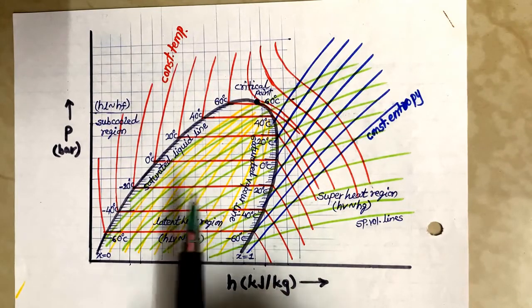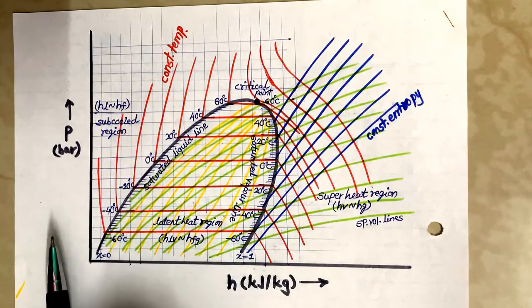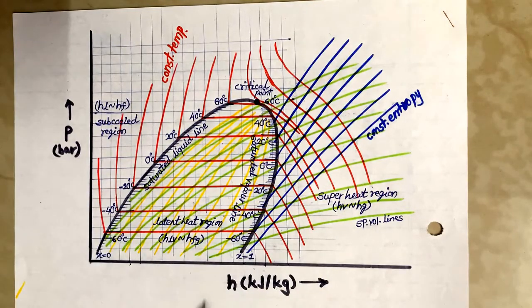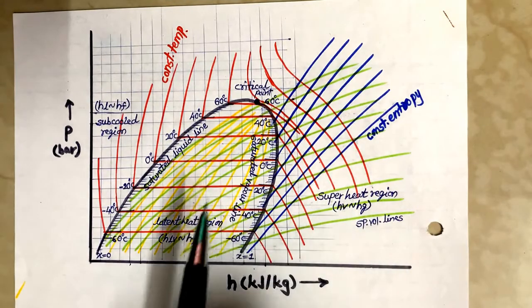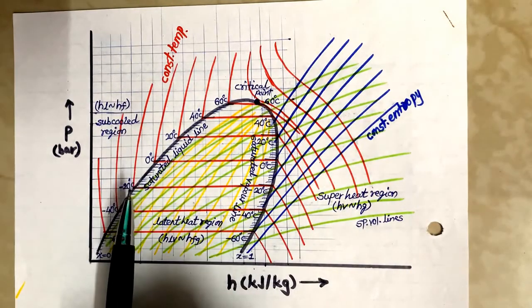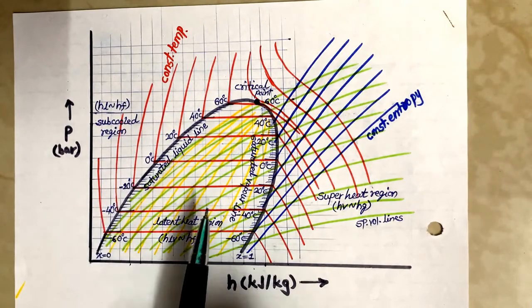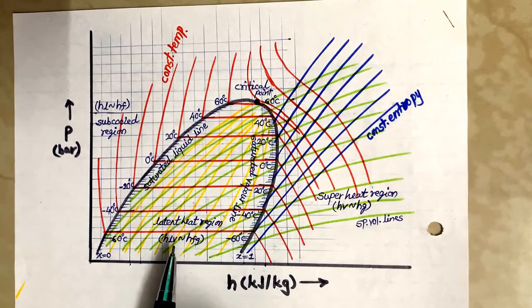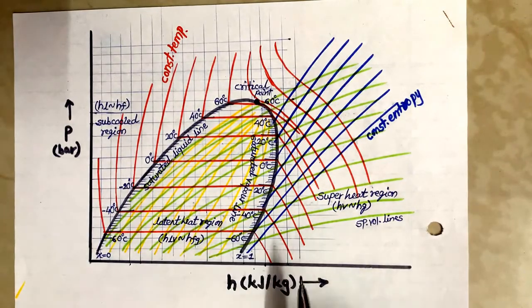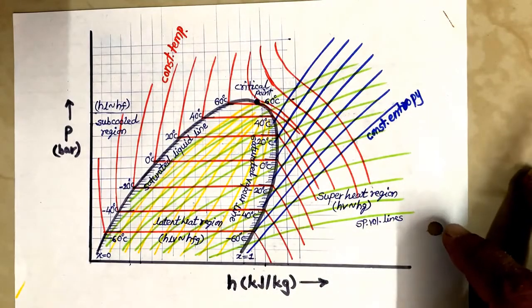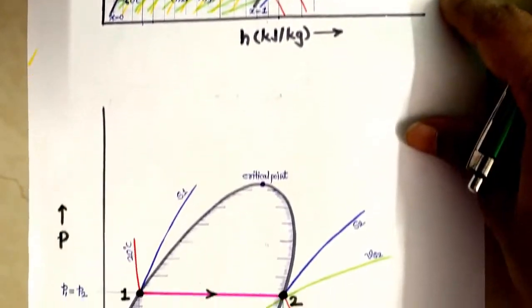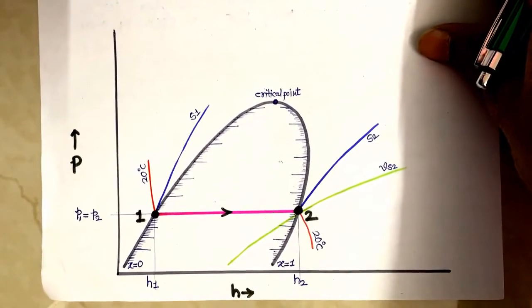As far as properties are concerned, one should know the pressure, the enthalpy, the entropy, the specific volume, its dryness fraction as well as its temperature. So all these properties are extracted with the help of this p-h diagram. So it is important to draw the p-h diagram as well as the process. Okay, so let us take a look at this second figure.